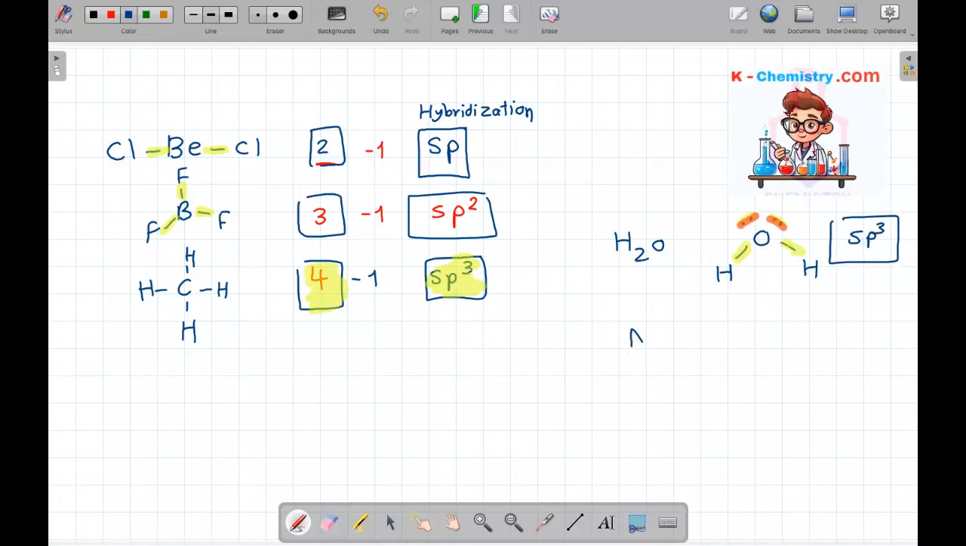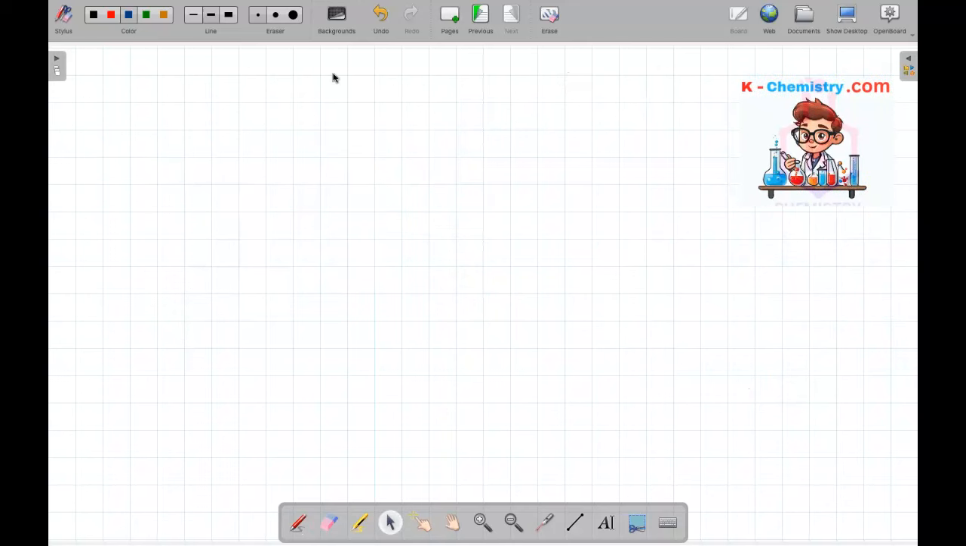What about NH3? This is again 1, 2, 3, 4 pairs. So it's still sp3 hybridization. Anything that has this, you have to look out for the central atom. This is the most important thing. People tend to get lost here. This is a big molecule, and he asks you to look for the hybridization. He will not ask you about the hybridization of the whole molecule. He will ask you about the hybridization of a certain atom.